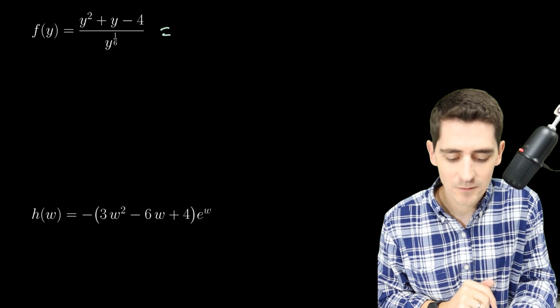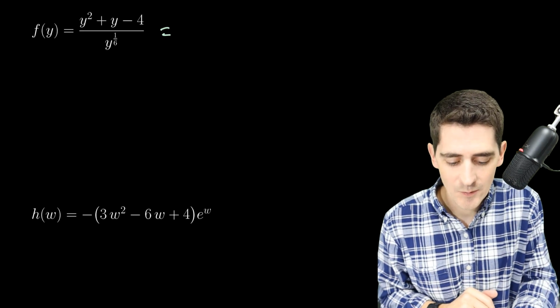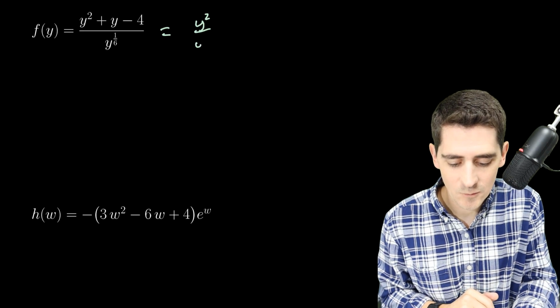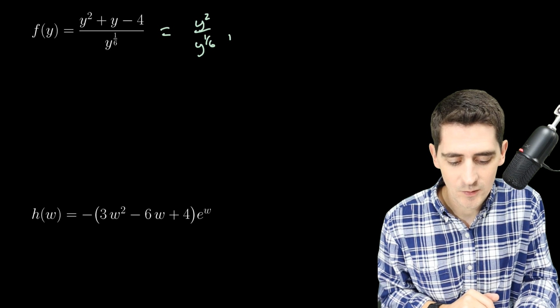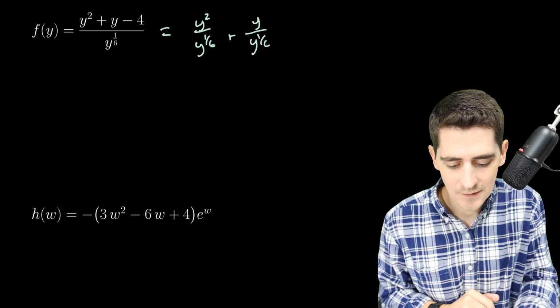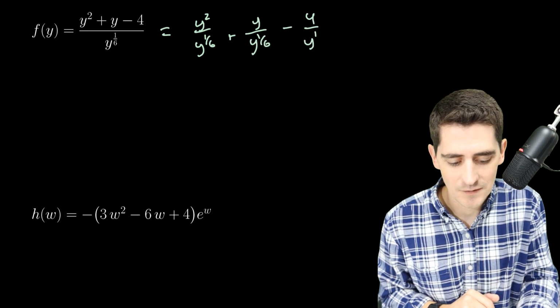This time we have y squared plus y minus 4 all over y to the 1/6 power. I'm going to apply that same trick I did earlier. Since I only have one thing in the denominator, I want to avoid quotient rule if possible. I'm going to break this up as y squared over y to the 1/6 plus y over y to the 1/6 minus 4 over y to the 1/6.